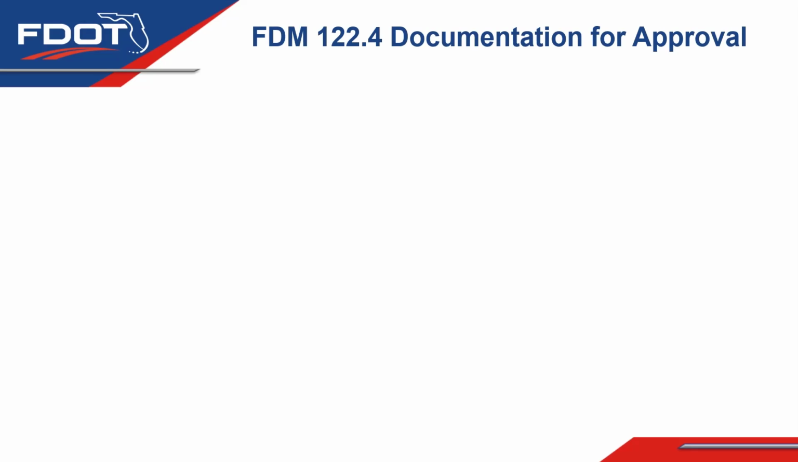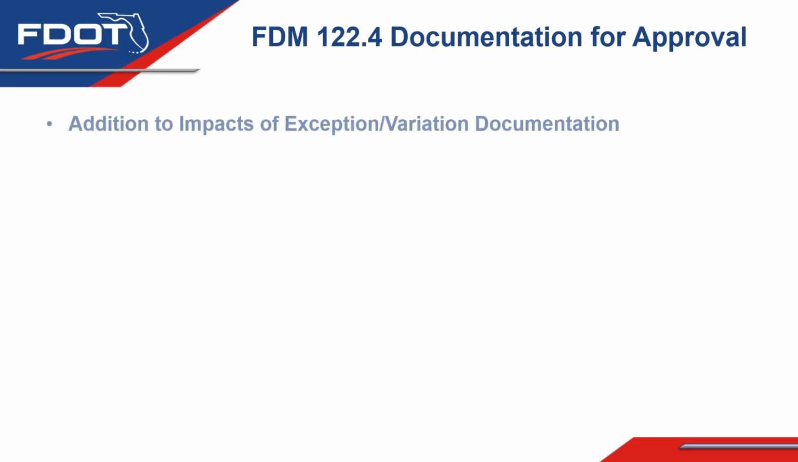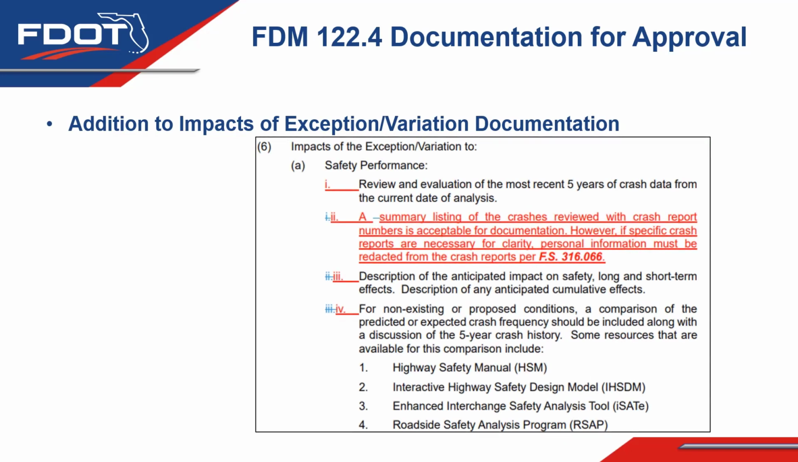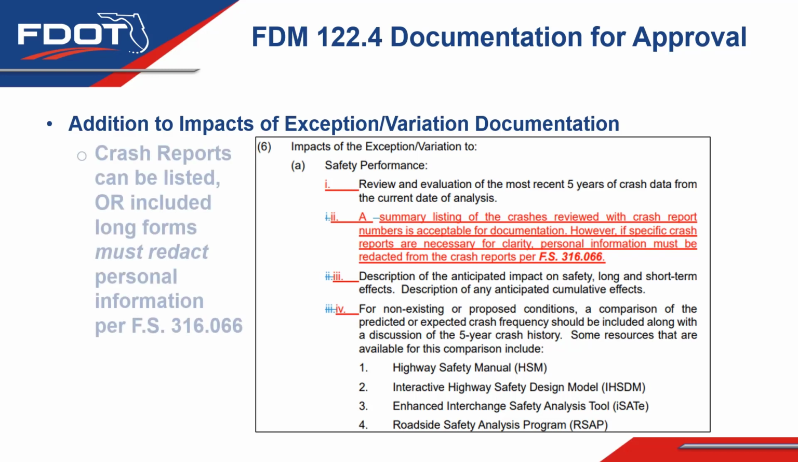We've added an item here in FDM 122.4 for our documentation requirements under item 6A, impacts of the exception or variation to safety performance. Based on some recent changes in legislation, we wanted to provide some guidance on how we prefer crash report information be included in design exceptions and variations. Item 2 here gives a couple of different options to provide crash report data within your documentation.